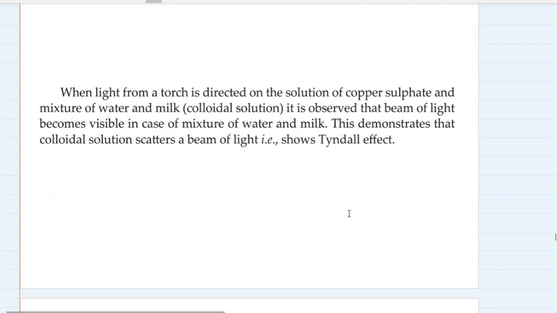When light from a torch is directed on the copper sulfate solution and the mixture of water and milk, it is observed that the beam of light becomes visible in the case of the mixture of water and milk. That proves that the mixture of water and milk is a colloidal solution, and the mixture of copper sulfate and water is a true solution.